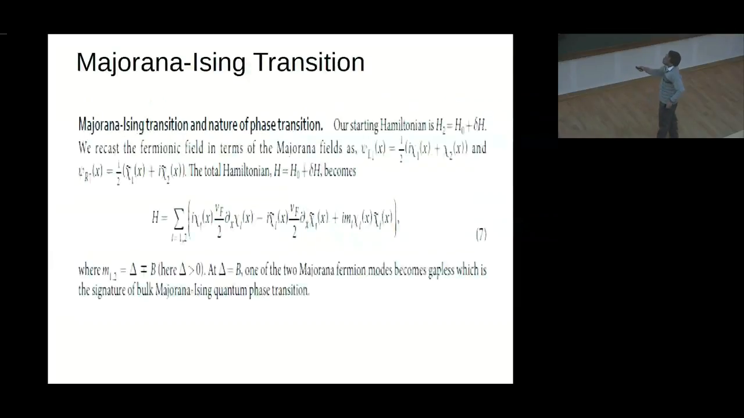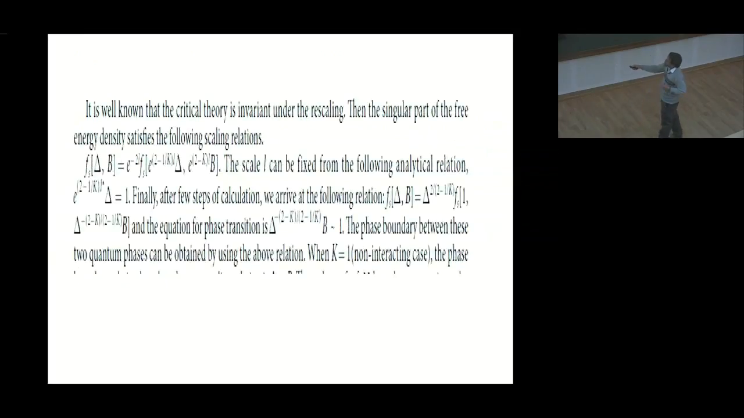Now the Majorana-Ising transition: I write my Hamiltonian in terms of the Majorana operator basis. If I write my Hamiltonian within this transformed Majorana operator basis, I get a mass term, and you will get this mass term in terms of this. When delta equals B, the system has a Majorana transition. From this case, I have done the free energy calculation.